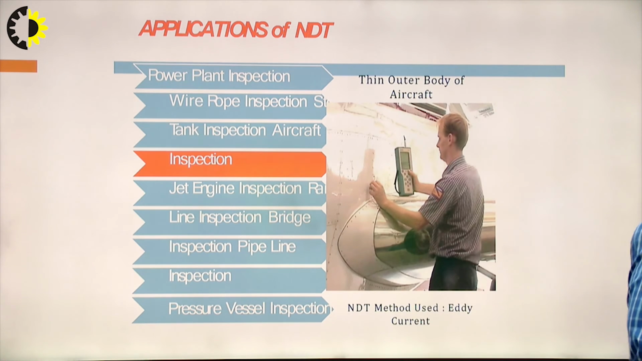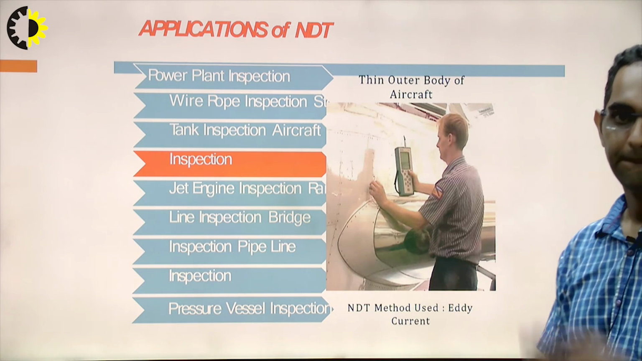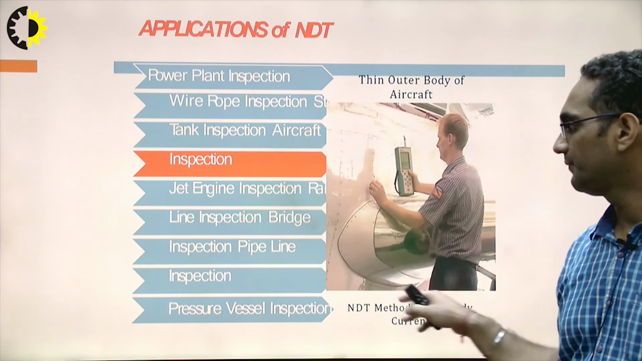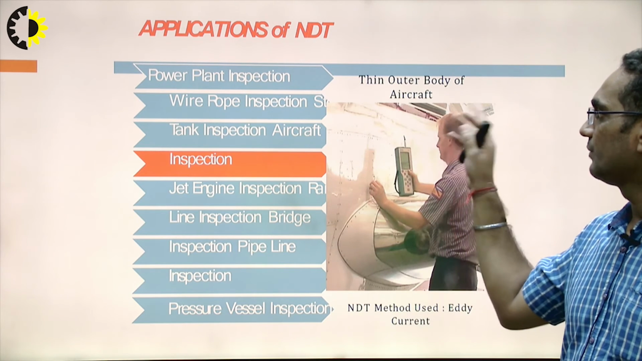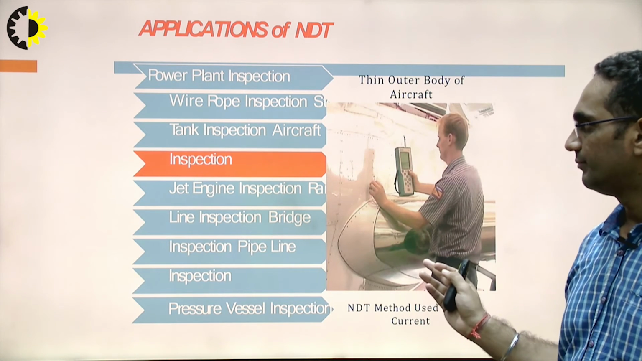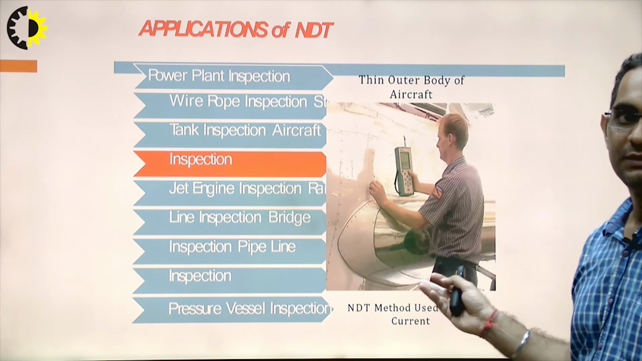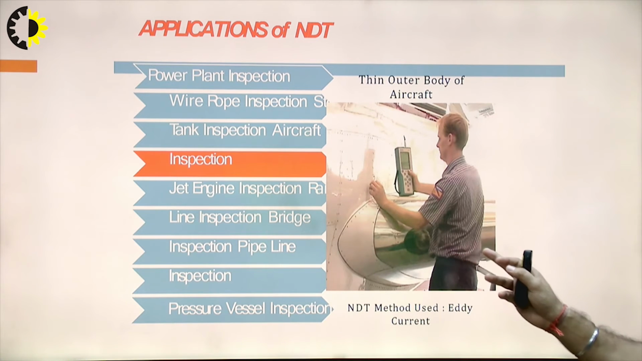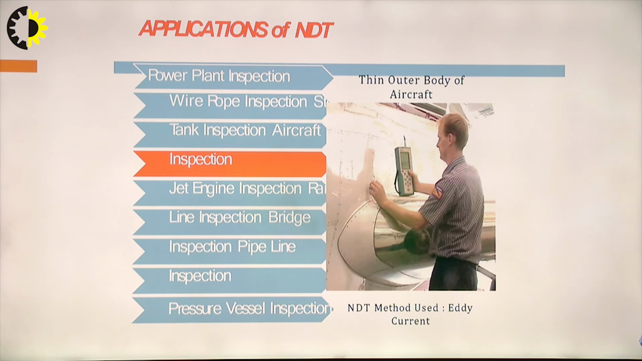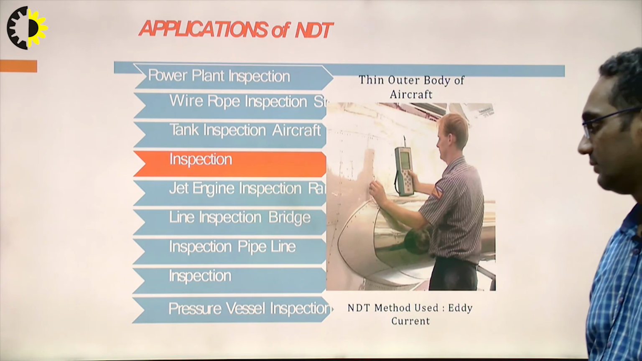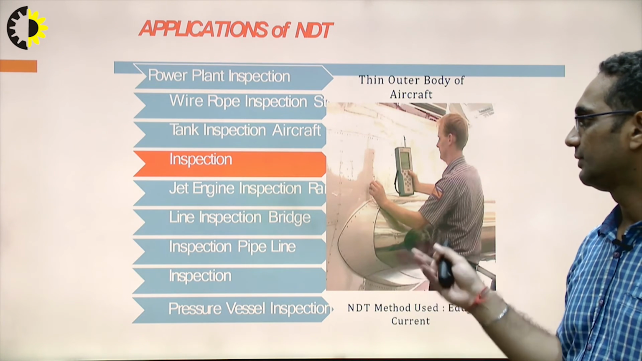Then next is the aircraft inspection. This is the aircraft inspection method. The thin outer body of the aircraft is measured using this, and this is the NDT method used, the eddy current.